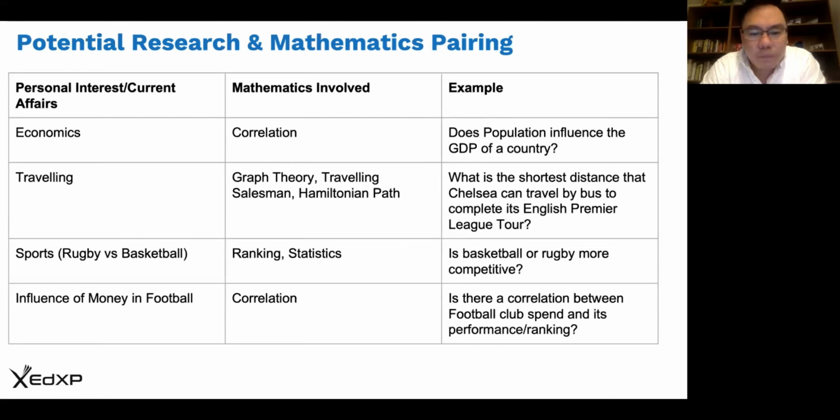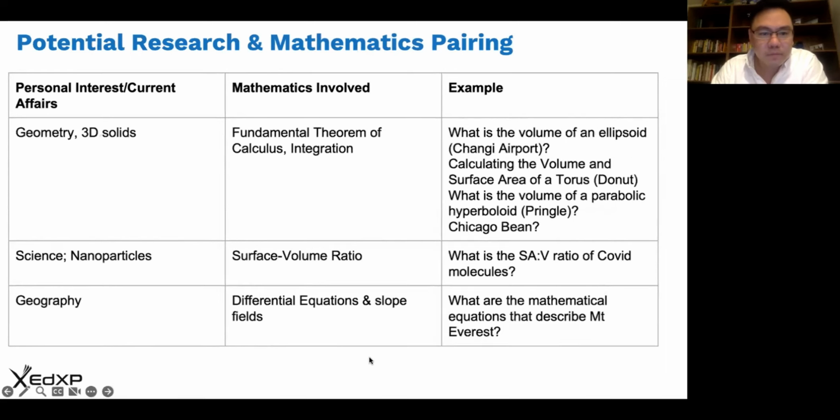There was an interesting topic that I thought about, whether there was an influence of money in football. For example, the top club now, I think, is Arsenal. So does money spent by a football club buying its players affect its performance and ranking? There's also correlation.